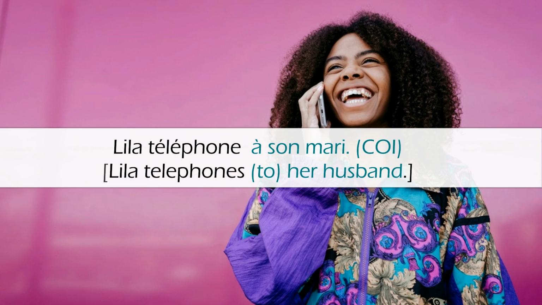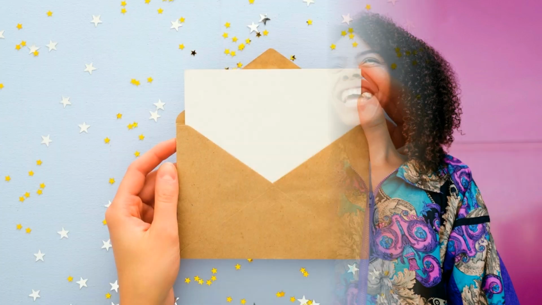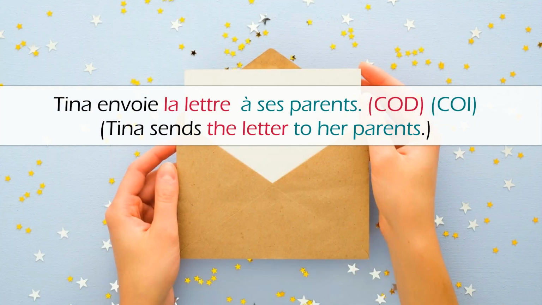Lila téléphone à son mari. À son mari is an indirect object. Why? Because it is starting with the preposition à. And we will use lui as an indirect object pronoun to replace that indirect object. Lila lui téléphone. Tina envoie la lettre à ses parents.